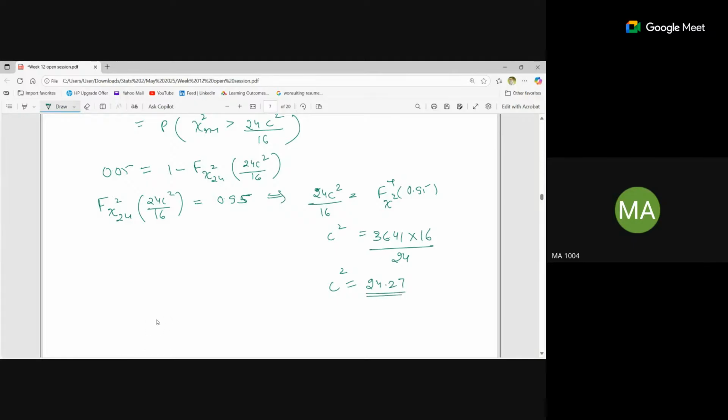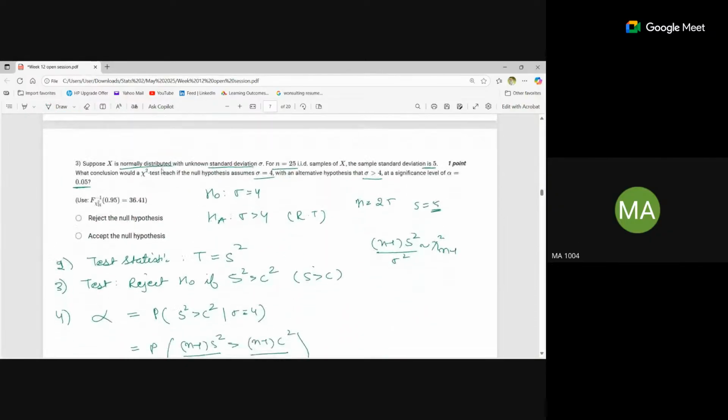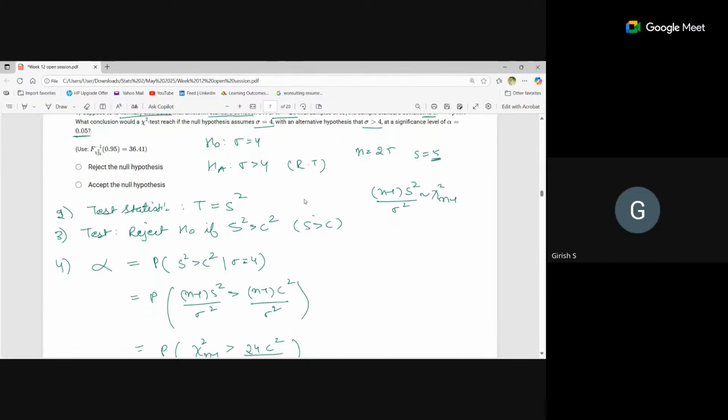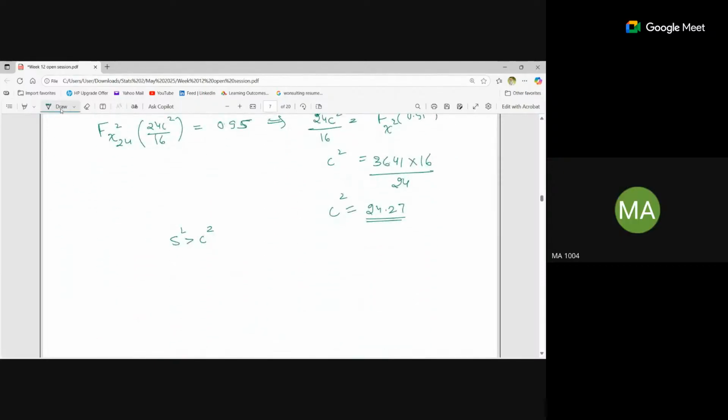Now, what was my rejection region? If my S square is coming out to be greater than C square. What is my value of S square? It's 25, because S is given to be 5. So S square will be 25 and my C square is 24.27. So is it greater than or smaller? Greater than. So what would I be doing? We will be rejecting H naught.